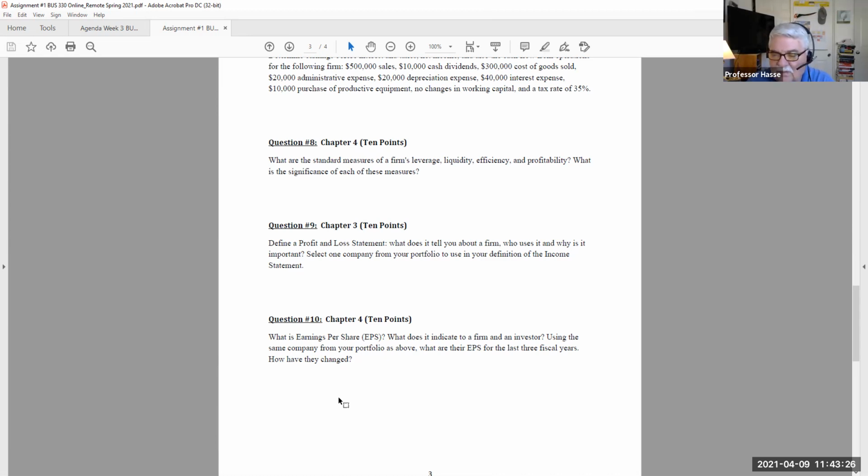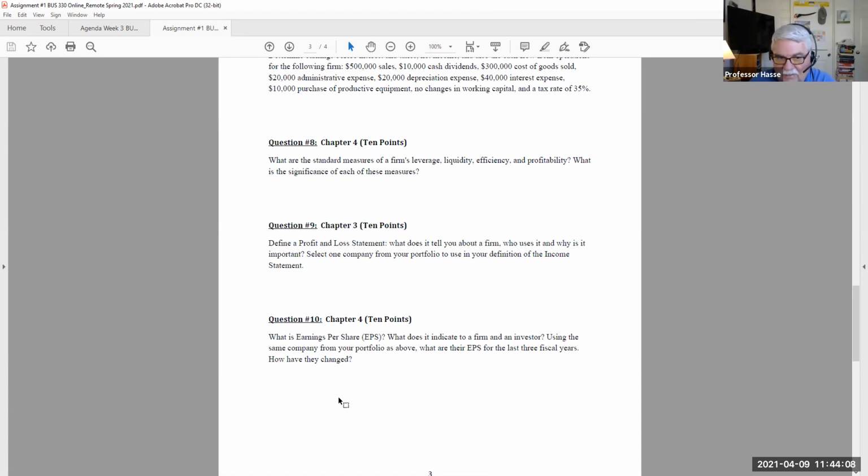I want you to select one company from your portfolio to use in your definition of the income statement. In other words, look up the income statement of your company and answer those questions. What does it tell you about the company you selected? Who uses that information? And why is it important? From one example of your company. Now, you don't have to show me that example. You don't have to download the income statement and show it to me. You should download it for yourself to look at it, but you don't need to post the income statement to this problem. I already have that information, but I want you to select a company and tell me those things based on your interpretation of the income statement for your company.